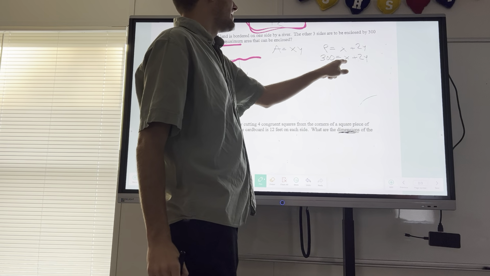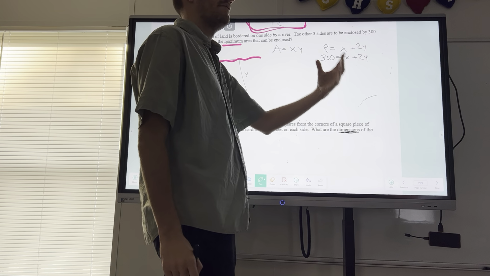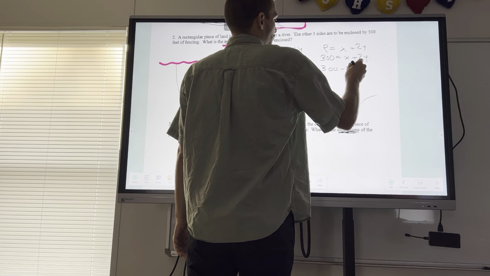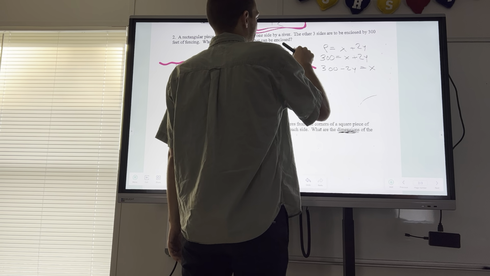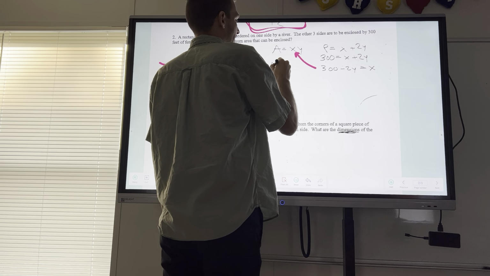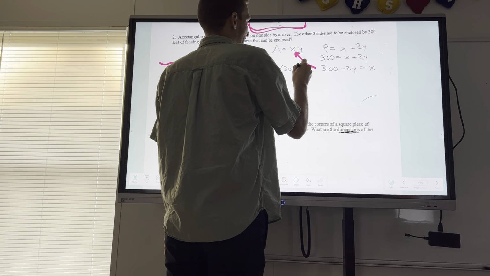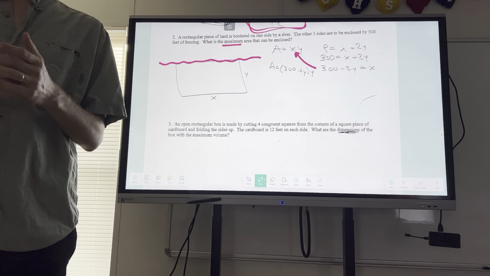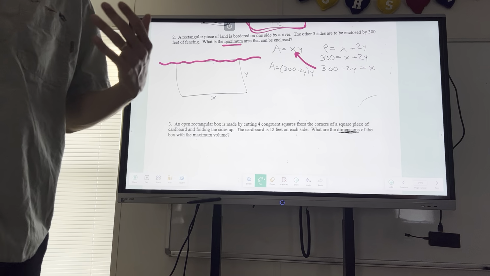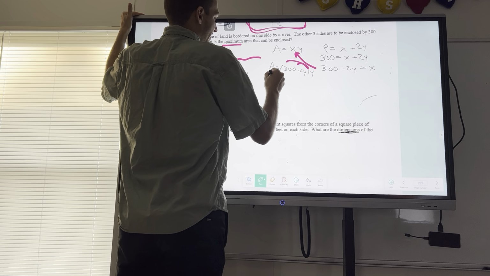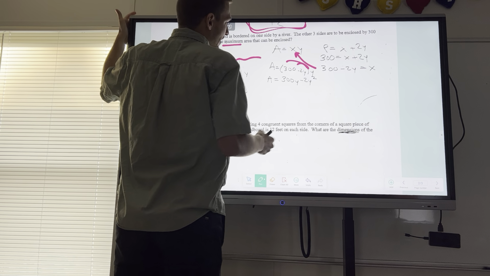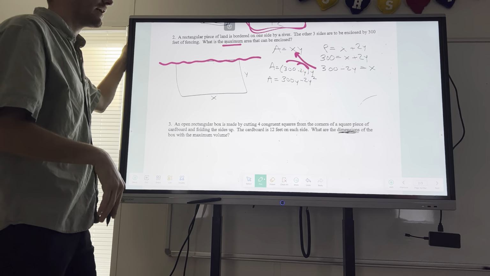Again, I think it's easiest if we move the 2y so that we don't have to divide by 2, because that's going to make some fractions. So let's just do 300 minus 2y equals x. Substitute that into there. Area equals 300 minus 2y times y. And hopefully we're starting to see that this is a very repetitive process of doing the substitution and then doing a little bit of simplification. Area equals 300y minus 2y squared, very similar to our product from the last question.